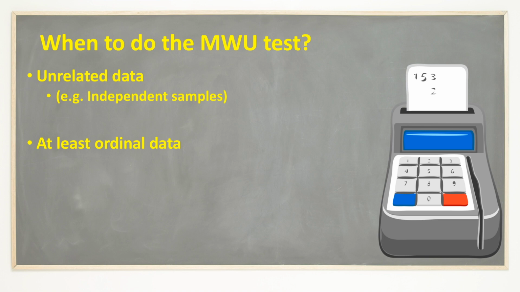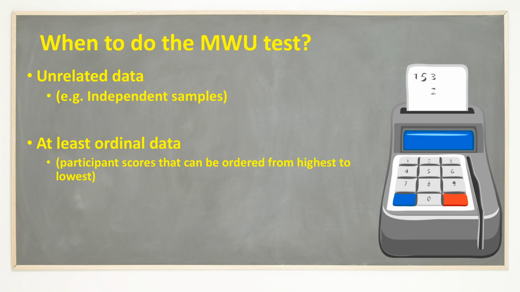I would also include just a one-sentence explanation for why you chose the Mann Whitney U test in your final report. So for example, you can say we chose a Mann Whitney U test because we had unrelated data and our data was at least ordinal. What does at least ordinal mean? Well, I'll make another video where I explain that in more detail, but put simply, it means that your data can be ordered from highest to lowest.